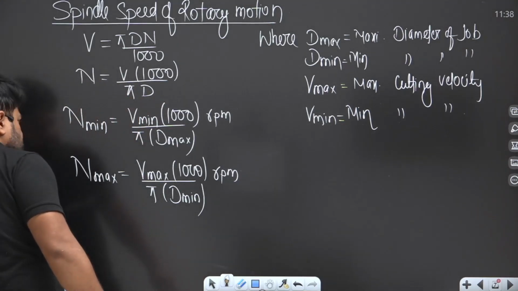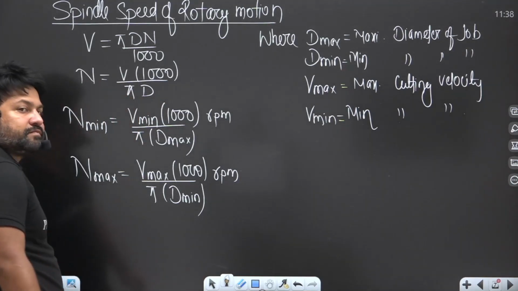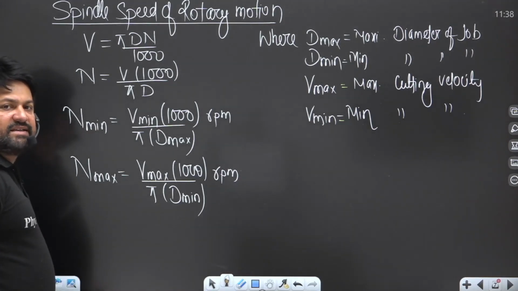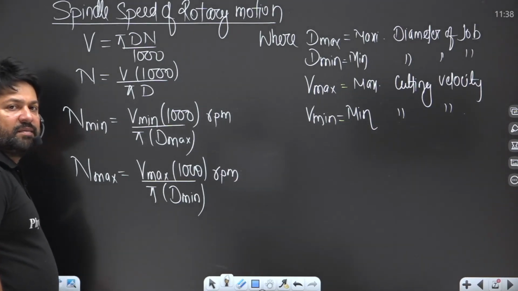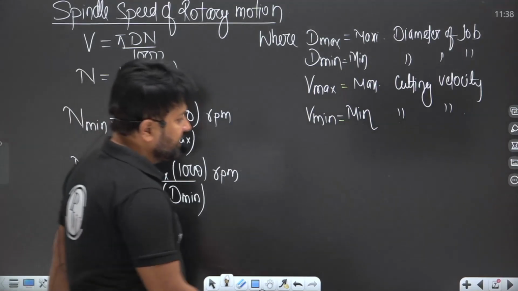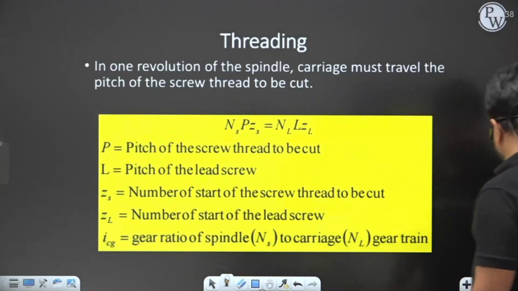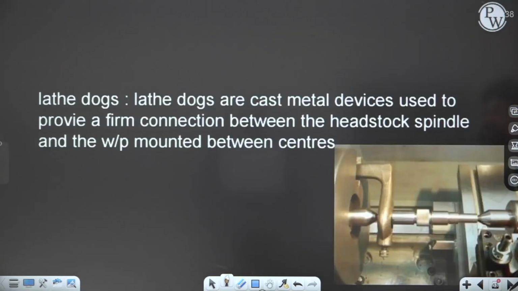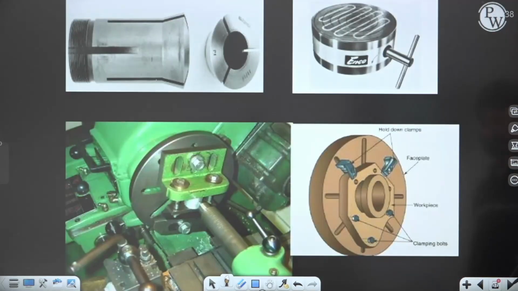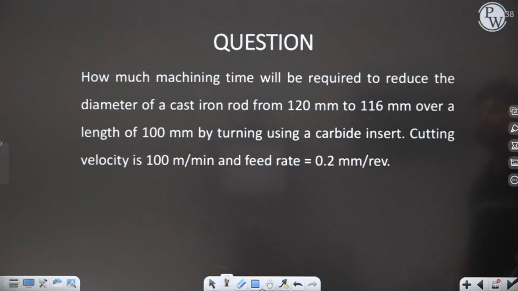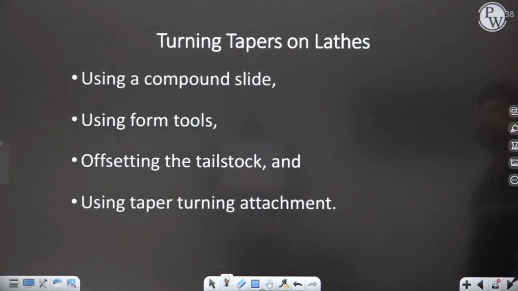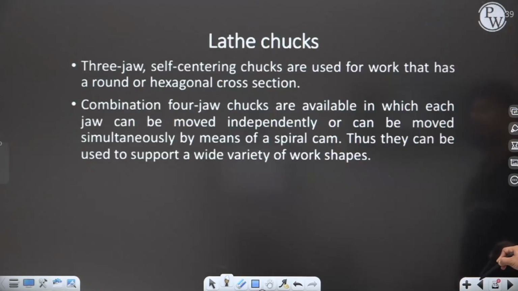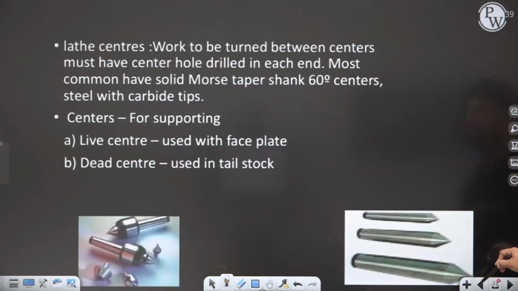Okay, now let's move to a question so that you can understand the thing in a very good manner. Suppose here I am going to give you a very good question. Where is the question? Don't worry, I will write the question.